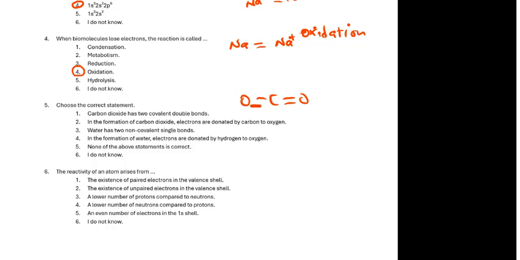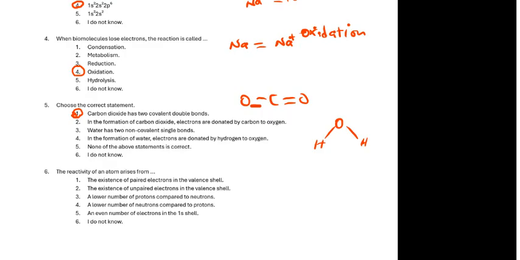Water has 2 non-covalent single bonds. So let's draw the structure of water. We have oxygen here, then hydrogen. Water has 2 non-covalent single bonds. So these are covalent bonds. Then the last one, we have 4. In the formation of water, electrons are donated by hydrogen to oxygen. This is not true. None of the above statements is correct. So the correct statement here, so 1 is the correct statement.